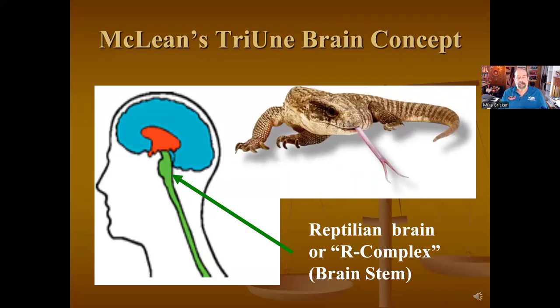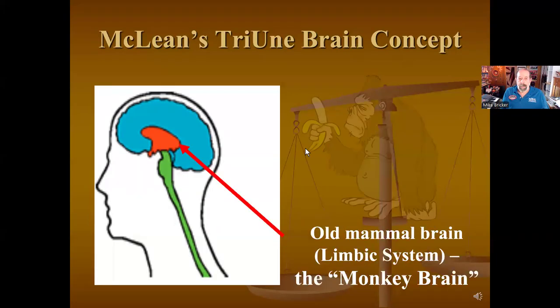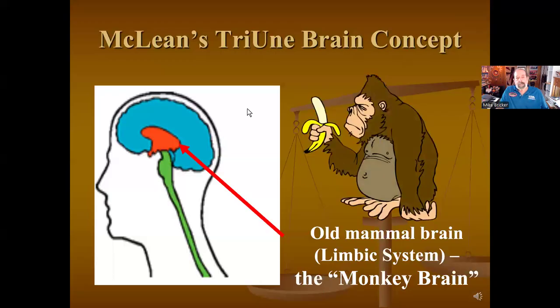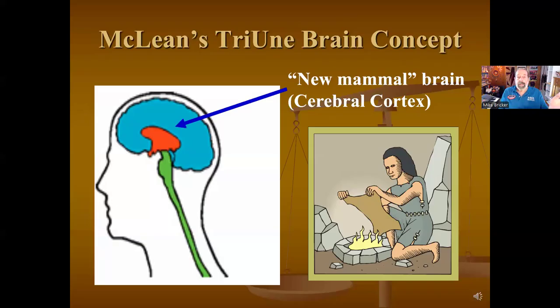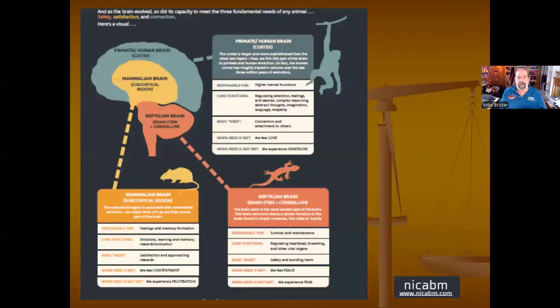You can see how it sits up on top of your spinal cord. It sits right in here. The next part is the monkey brain. It sits up on top of the survival brain, and all mammals have this part of the brain. And then finally, there's the cerebral cortex, the smart part of the brain that we think about when we think of a picture of the brain.